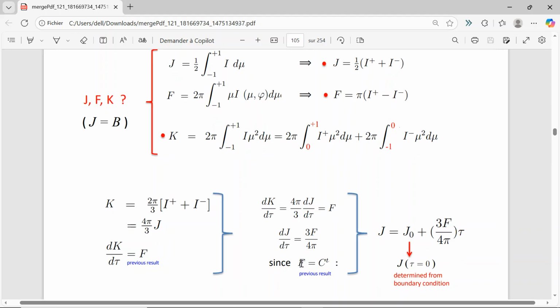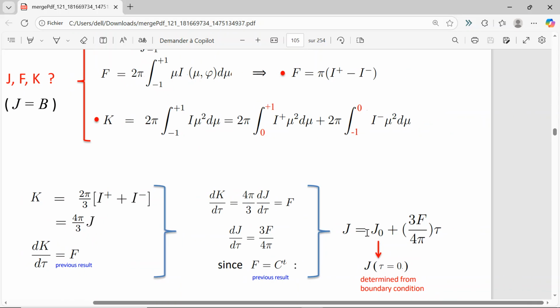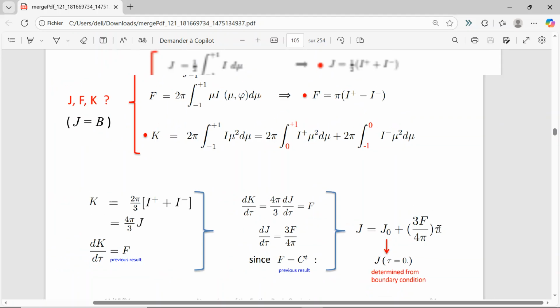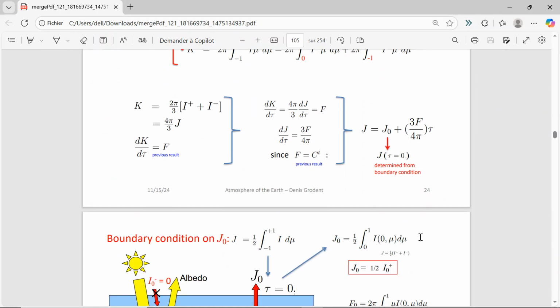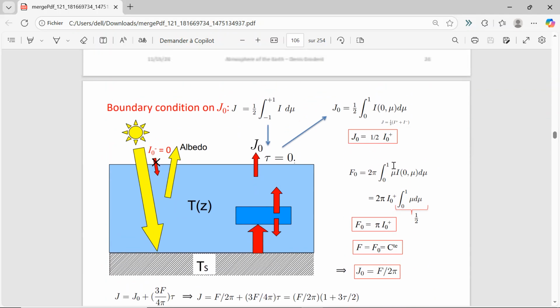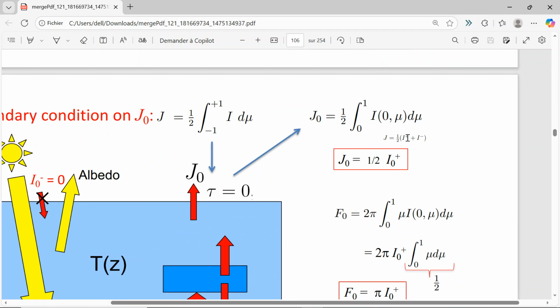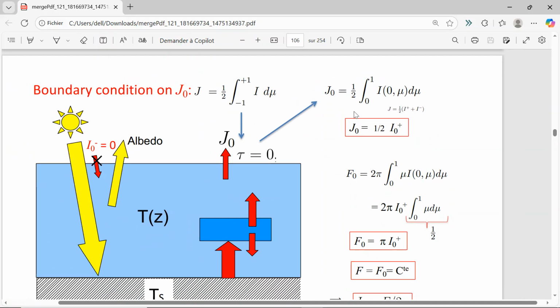to the variation of the mean radiance with respect to the optical depth, which is linked to the flux. Assuming that the flux is constant, we see the evolution of the radiance with respect to the optical depth, which is linked to the flux. What is the initial mean radiance? The mean radiance being the mean of E plus and E minus, so G0 is 1/2 E0 plus, simple as that.